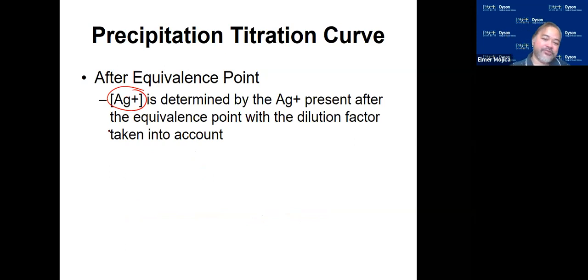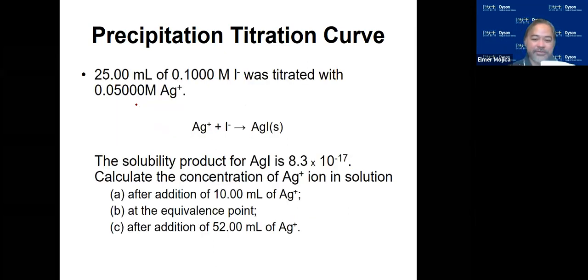So the way that you're going to do it is just using the dilution factor to determine the concentration of your silver ion. Don't worry, we have a number on this. I'm just trying to show you how it happened. Okay, so this is what we're going to do, the number.